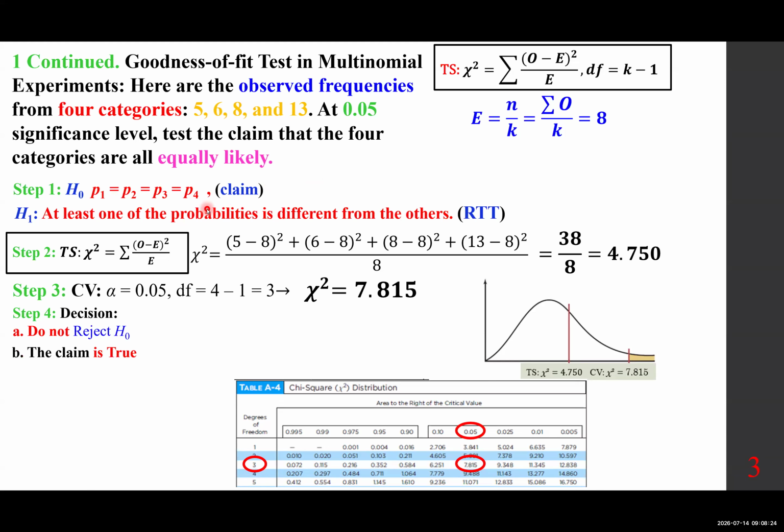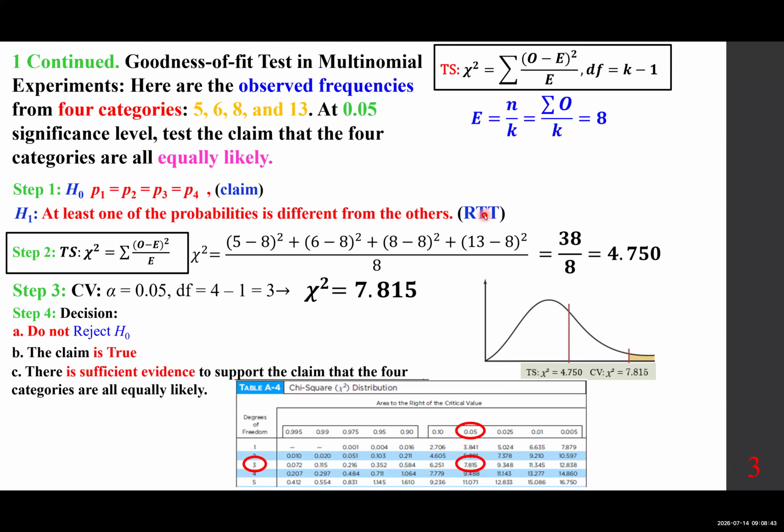So the claim becomes true. So what is the claim now? You are going to reinstate: there is sufficient evidence to support the claim that the four categories are all equally likely. That's it.